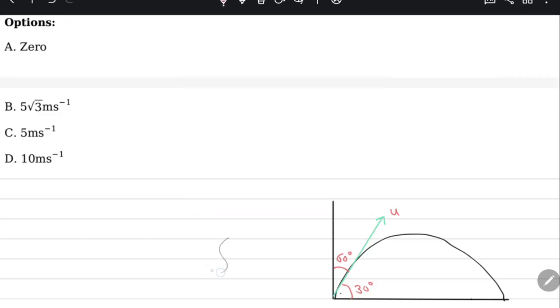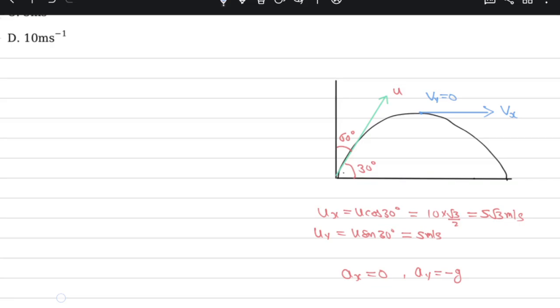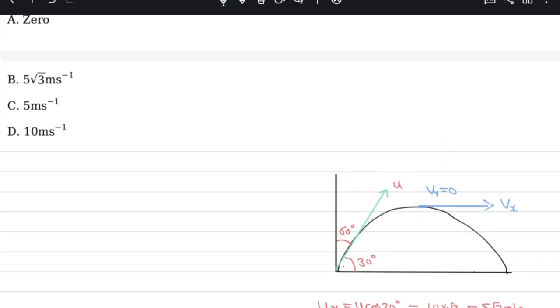Maximum height speed, you know, at the maximum height, in the vertical direction the velocity is 0, but in the horizontal direction, velocity is always present. Horizontal velocity is always present, it does not become 0. In a previous question, 2-3 questions before, I explained that the horizontal direction velocity always remains constant, and that velocity is equal to the initial velocity.